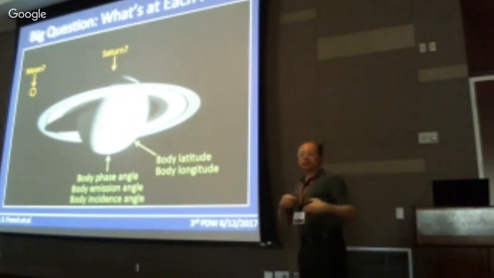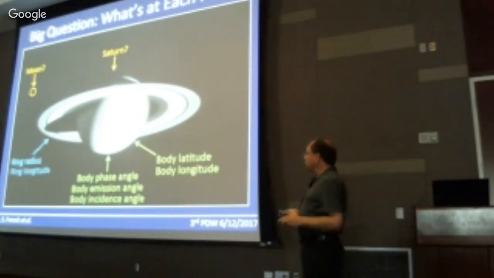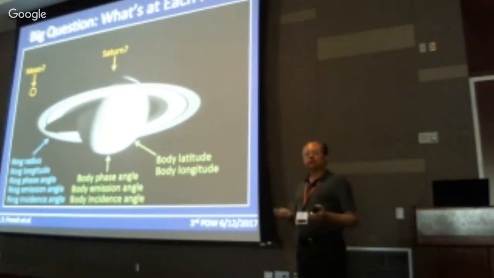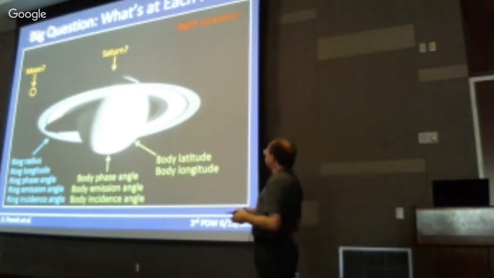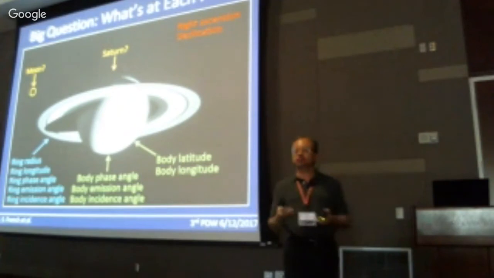You may care about the rings, like I do. I'm a rings researcher. You may want to know about the radius, longitude, lighting, and viewing geometry of the rings. Or you may care about just every pixel in the image in general. Like, for example, what's the right ascension and declination for every pixel?